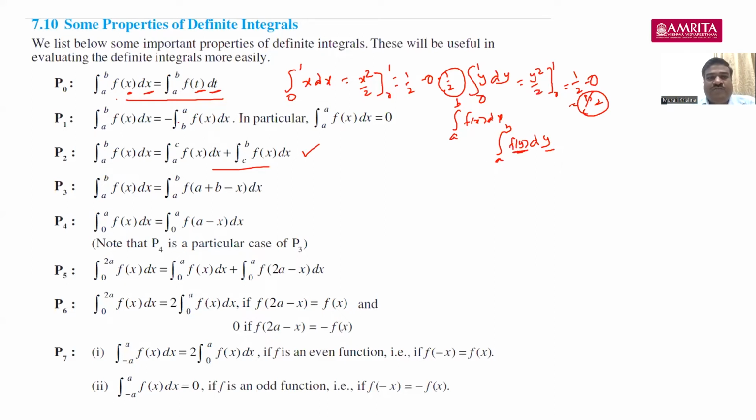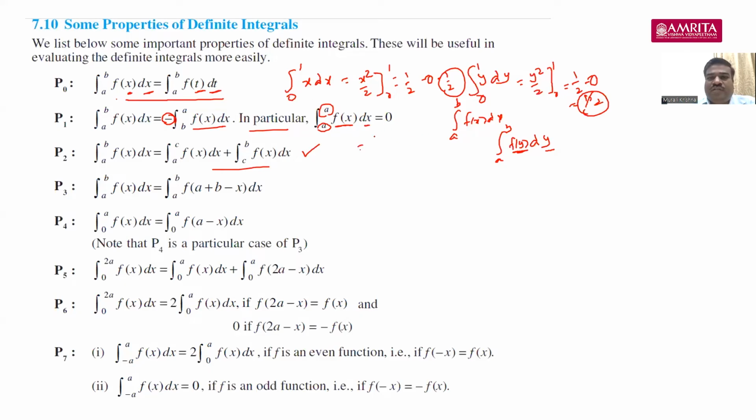And the second property speaks about changing the order of the limits. Integral a to b f of x dx, if you change the order of the limits, meaning make the upper limit the lower limit and the lower limit the upper limit, then a minus sign comes in the answer: integral a to b f of x dx equals minus integral b to a f of x dx. Hope you have experienced this. And in particular, if the upper limit and lower limit are the same, integral a to a f of x dx is 0.